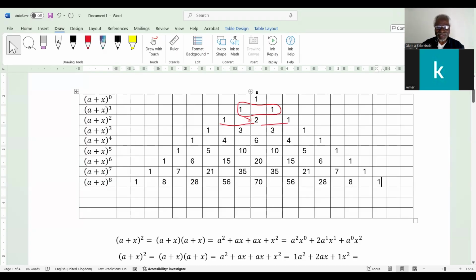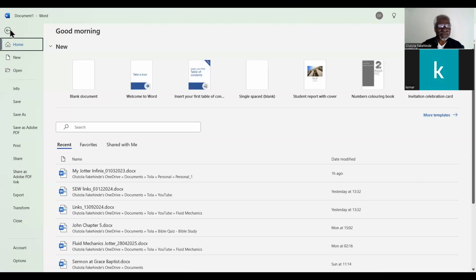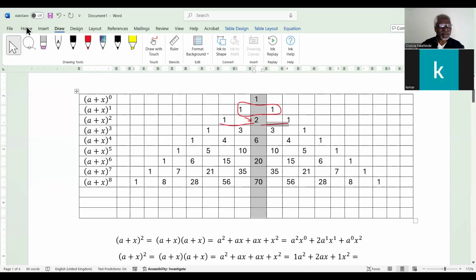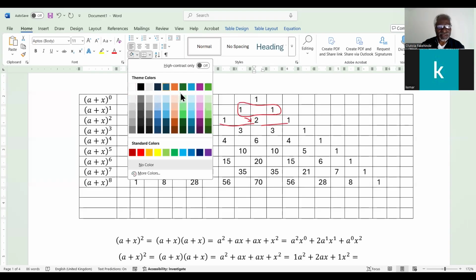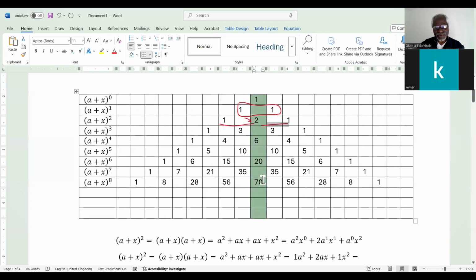Now let me do something here. You will see. Let me shade it with green. If you look at the middle starting from 1, if you go to the left or to the right, you will see that they are mirrors.